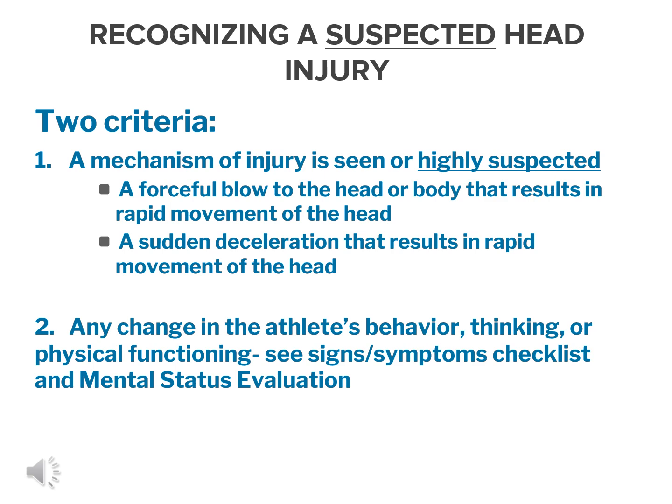To recognize a suspected head injury, there are two criteria. The first one is a mechanism of injury is seen or highly suspected, which is a forceful blow to the head or body that results in rapid movement of the head, or a sudden deceleration that results in rapid movement of the head, or any change in the athlete's behavior, thinking, or physical functioning. And then please see the signs and symptoms checklist and mental status evaluation after this to know the signs and symptoms. But if you do notice anything that is different, ask the student questions.